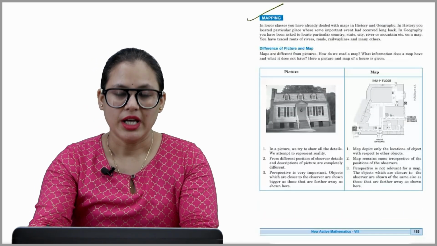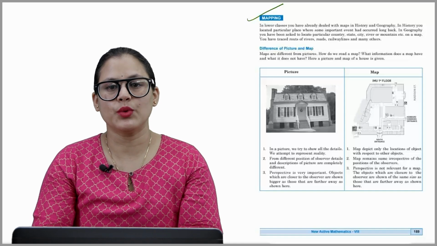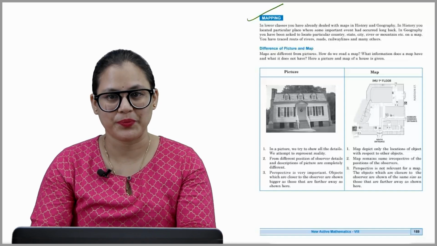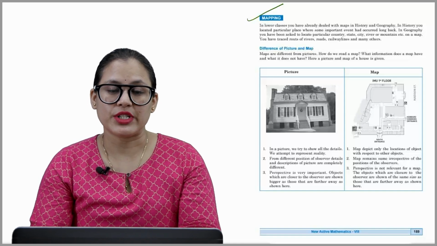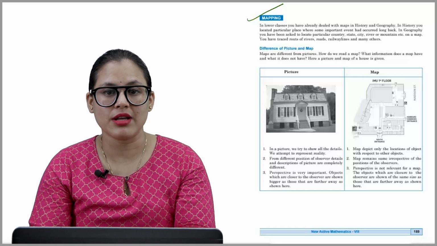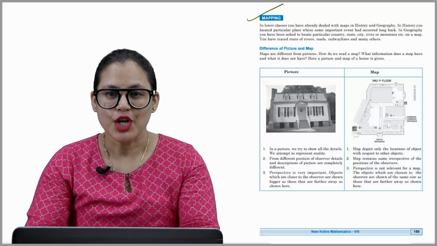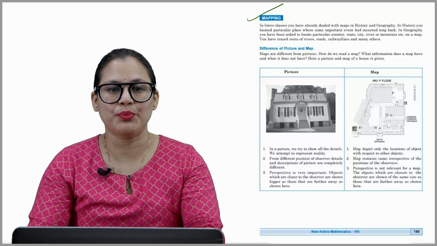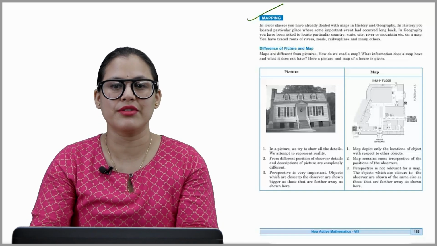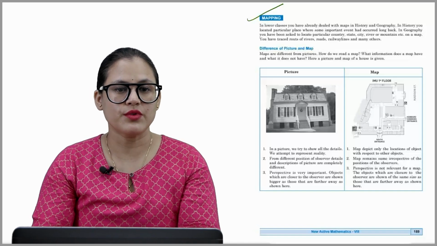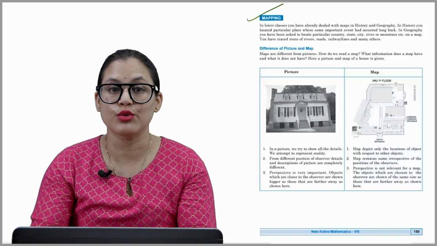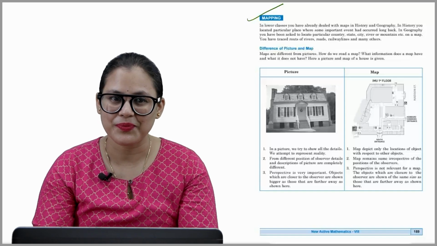Mapping. In lower classes, you have already dealt with maps in history and geography. In history, you located a particular place where some important event had occurred long back. In geography, you have been asked to locate a particular country, state, city, river or mountain, etc. on a map. You have traced routes of rivers, roads, railway lines and many others.